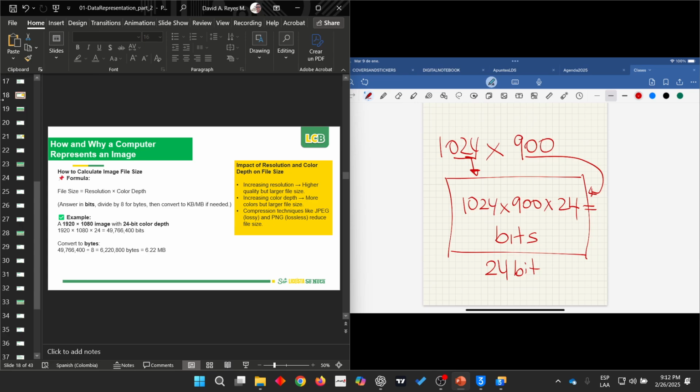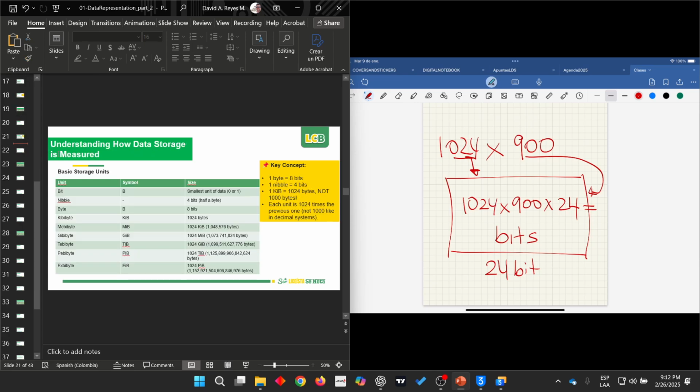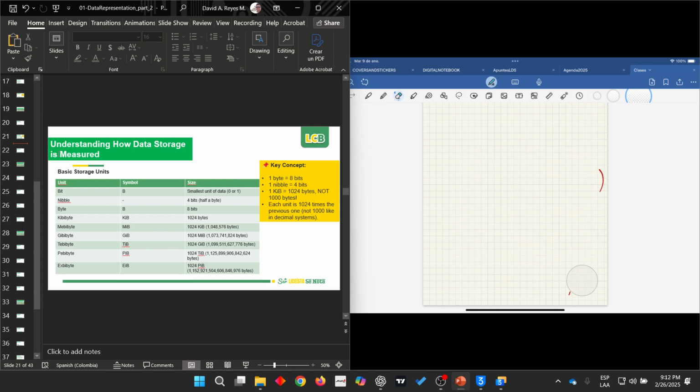I hope this part is clear for you. Now, if you want to have the information not in bits but in bytes, you need to use that result and divide it by 8. Why? Okay, I'm going to explain why.